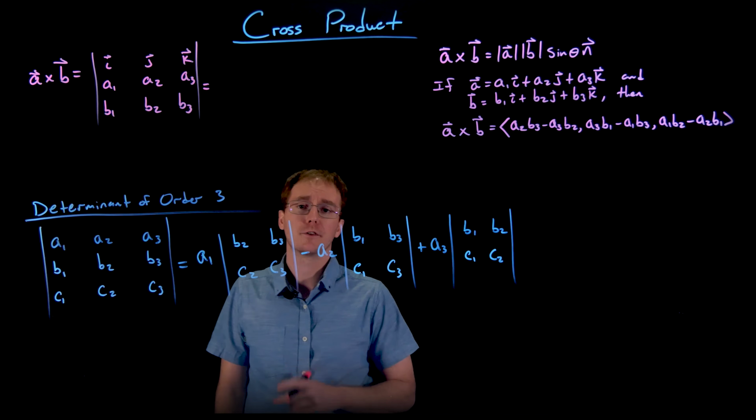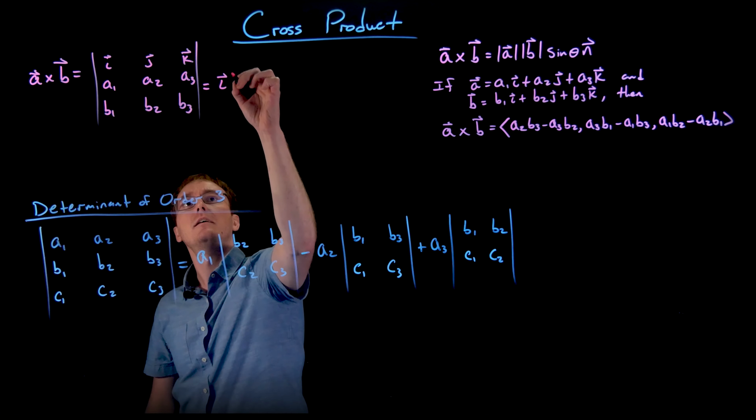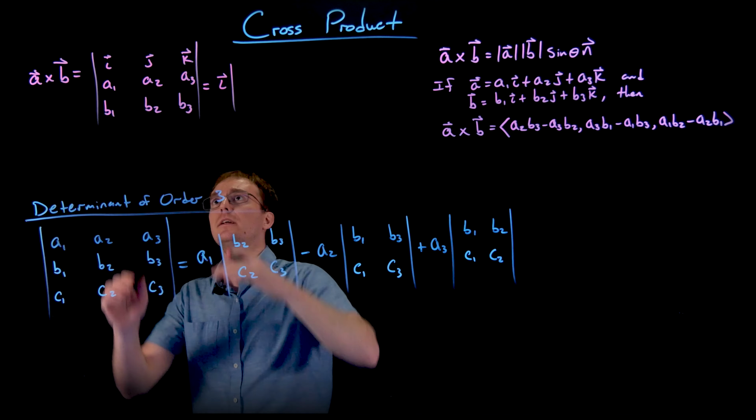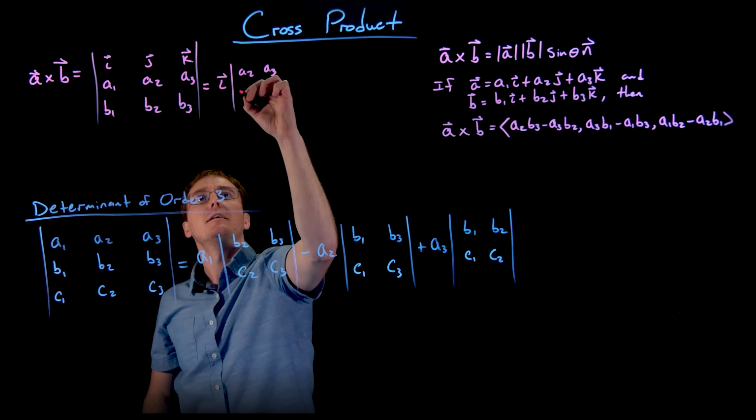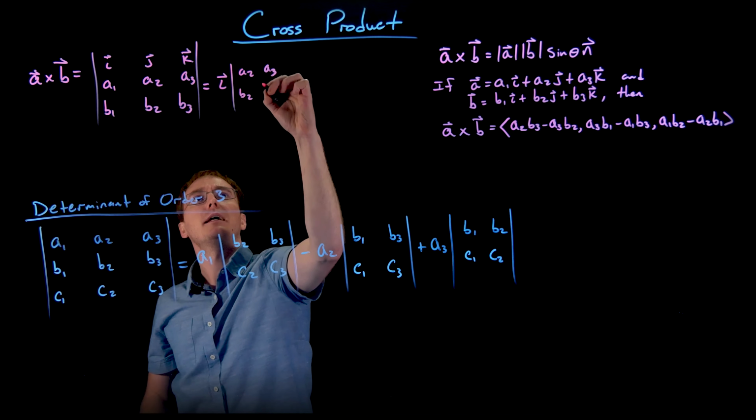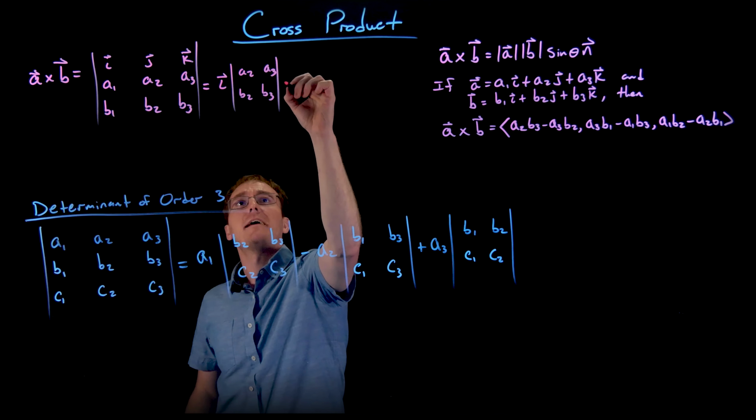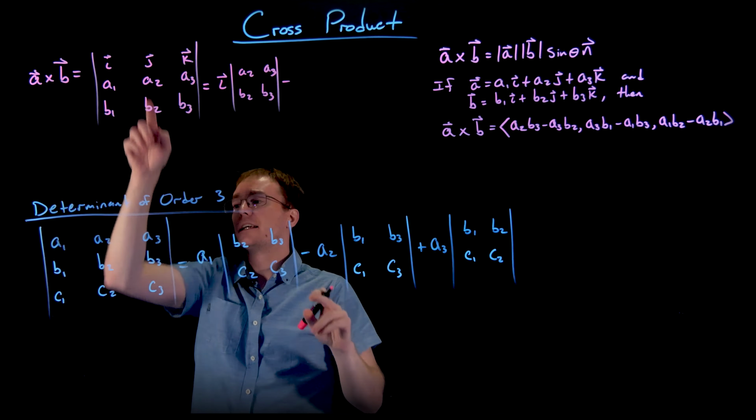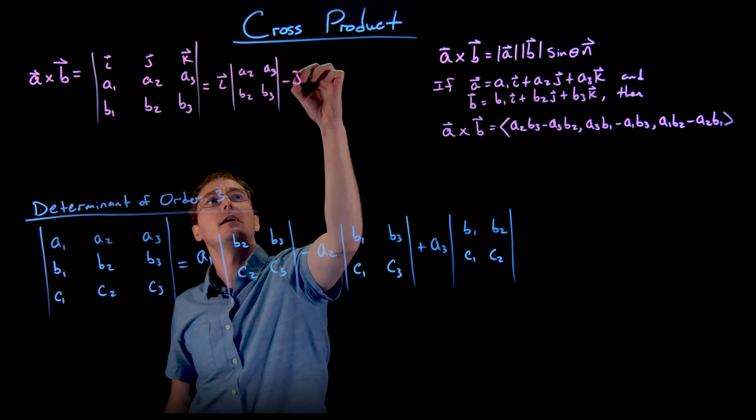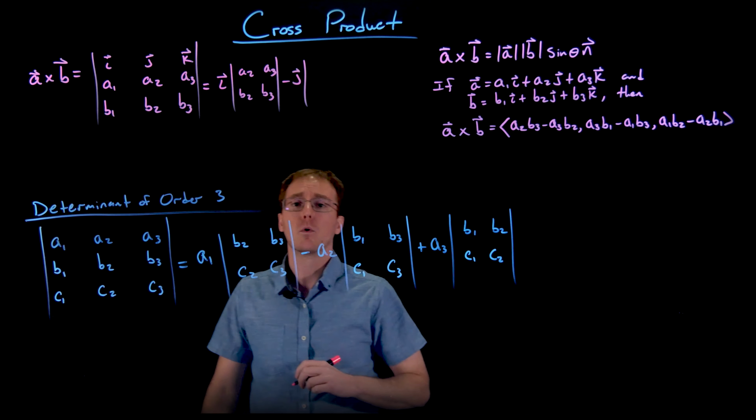So instead of A1, we have i. That's going to be multiplied by the determinant that is made up of a2, a3, b2, and b3. Remember, we can figure out the entries of that order 2 determinant by covering up the row and column of our coefficient i. So then we have to subtract away from this a2, which is not this a2, but the a2 in the general order 3 setup, or the second entry in our first row. So we're subtracting away j multiplied by another order 2 determinant.